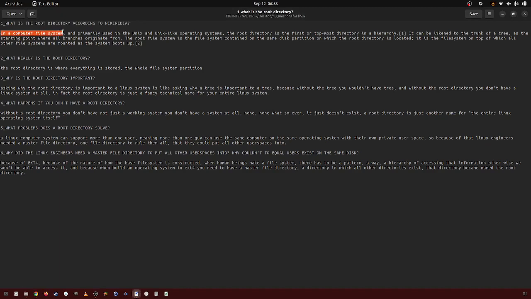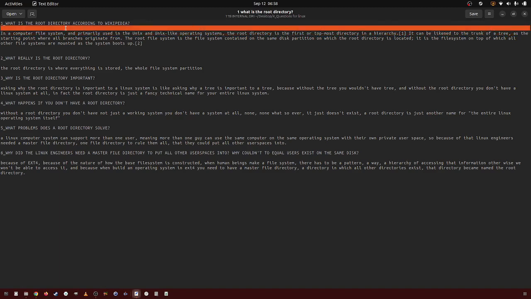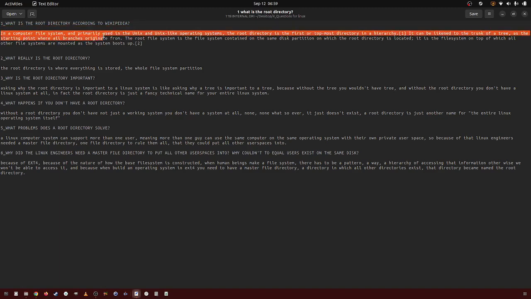In a computer file system primarily used in the Unix and Unix-like operating systems, the root directory is the first or topmost directory in a hierarchy. It can be likened to the trunk of a tree as the starting point where all other branches originate from.